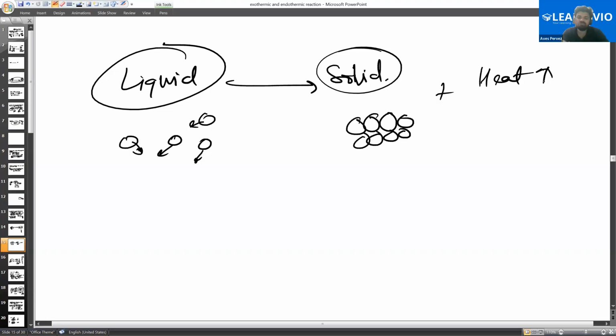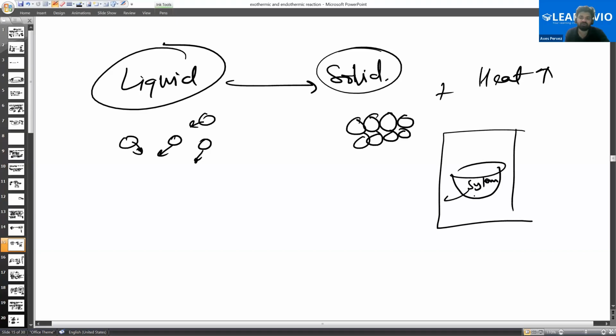Absorbing heat, removing heat means we are expelling it out. The system is the pot in which liquid water is kept, and the ice or refrigerator is the surroundings. So it will absorb the heat from this vessel and convert it into ice. So whenever a liquid changes into solid, it is an exothermic process. Okay. Understood? Similarly, if I am having this one, Ba barium chloride.